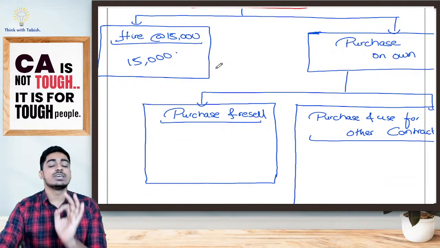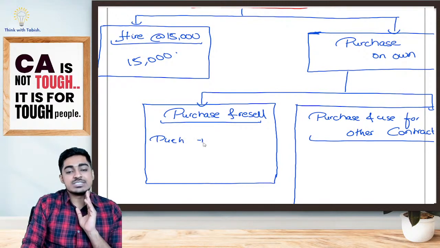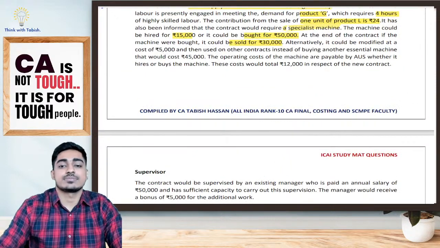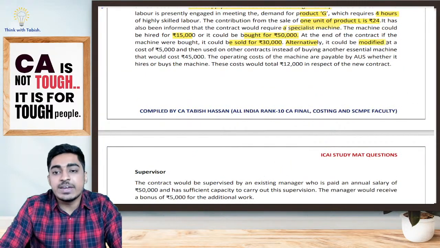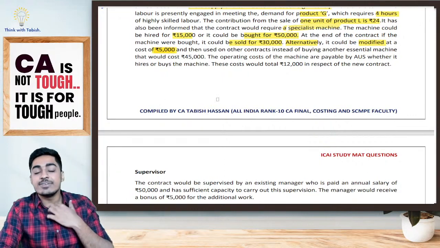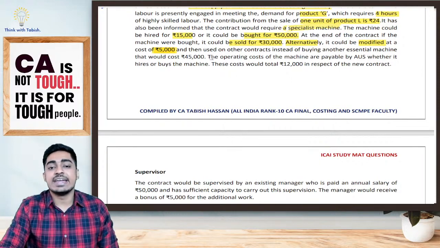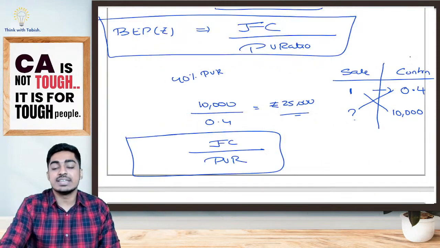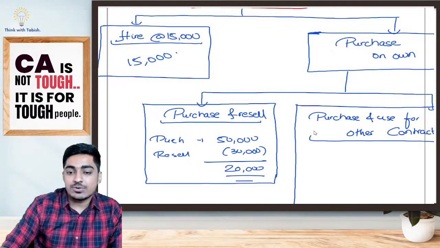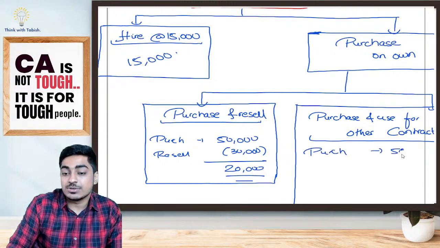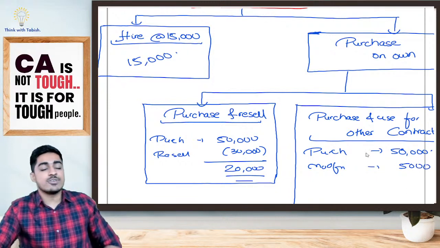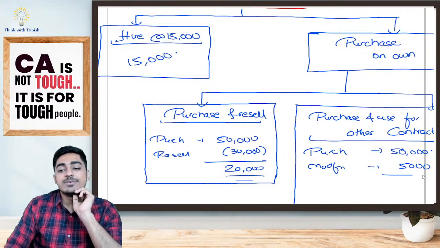If we purchase, again we have 2 options. First option: you purchase, you pay 50,000. At the end of it, you resell. If you resell, you will get 30,000. So what is the relevant cost? 20,000 is the relevant cost. What is another option? Alternatively, it can be modified at a cost of 5,000, and used on other contracts instead of buying another essential machine which would cost 40,000. So you purchase now for 50,000 rupees, and at the end of the contract incur 5,000 more for modification. So how much total have we paid? 50,000 plus modification, 55,000 total.